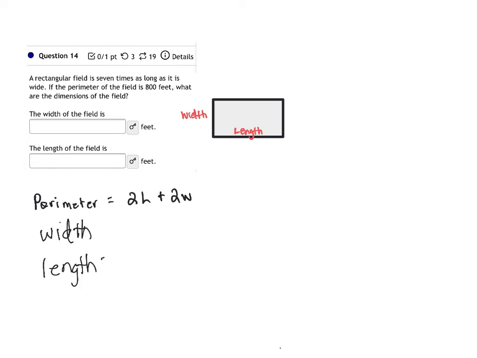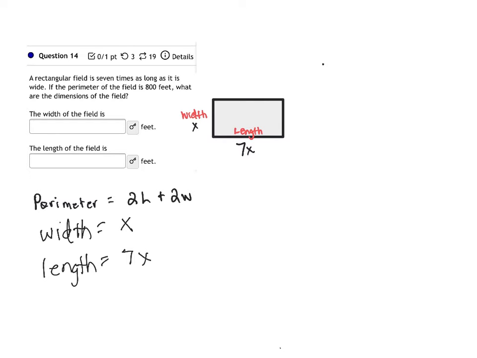Now, if you notice, the first sentence says, a rectangular field is 7 times as long as it is wide. So the length is always longer than the width. We're going to put the width as x. And since the length is 7 times as long as the width, that would be 7x. So we've got our length of 7x and our width of x. Remember, length is always larger than the width.